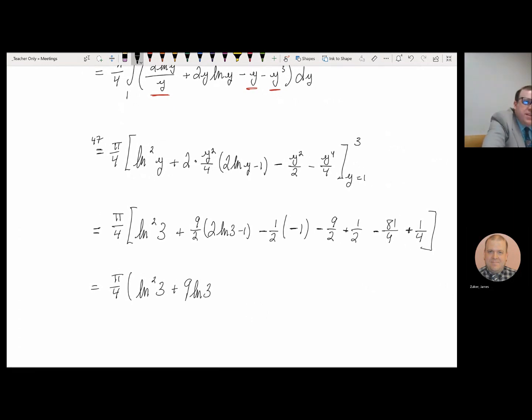So log squared of 3 plus 9 log of 3, right? Should be that 9 halves through. Minus 9 halves. Plus a half. Oh, look, 9 halves minus, it's another minus, right? Okay, so that's now what? 8 halves. Minus 9 halves would be negative 1 half. Plus half. Oh, that's nice. Plus a half is 0.